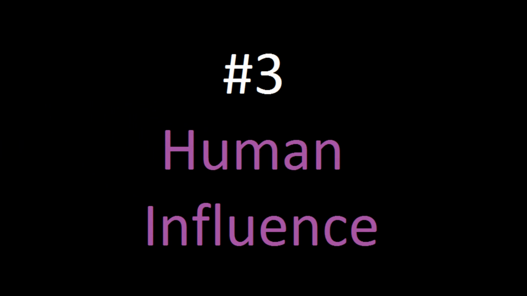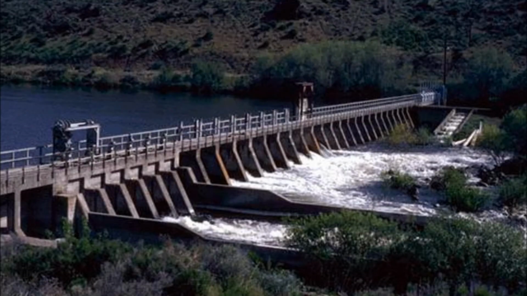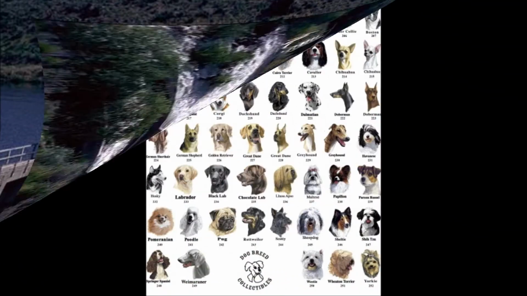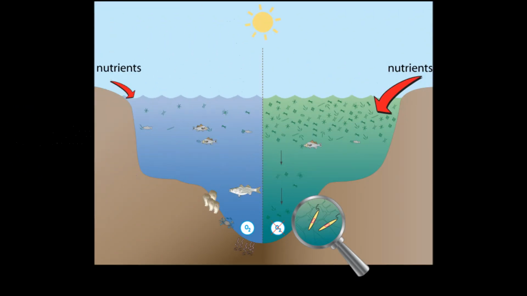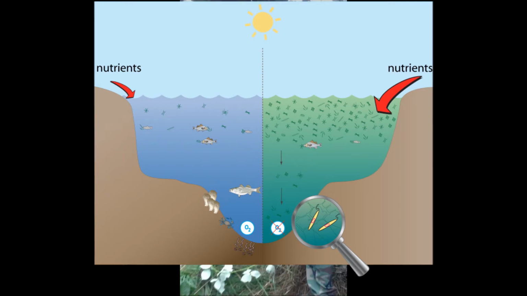Third topic is human impacts, which we learned about in lab. Humans have a big role in the ecosystem, good and bad. We build dams over rivers. We use artificial selection to create hundreds of different breeds. And our pollution creates dead zones in local water environments.